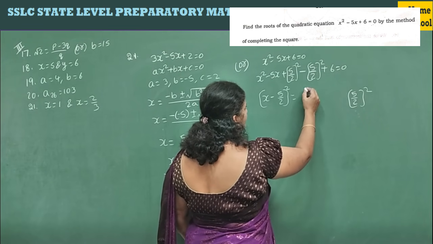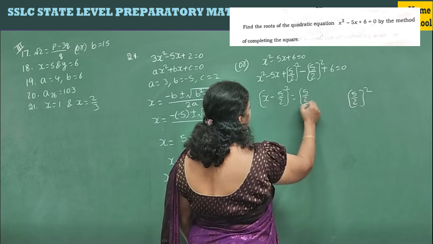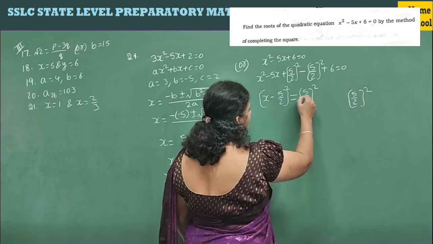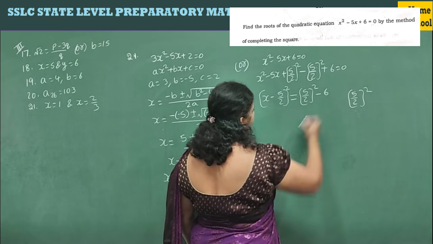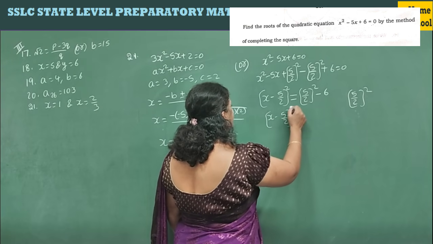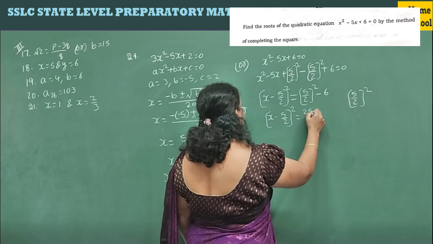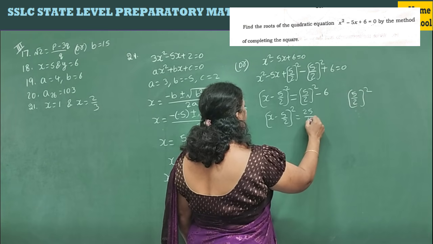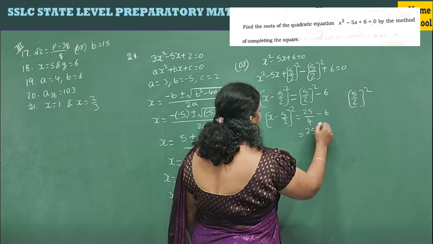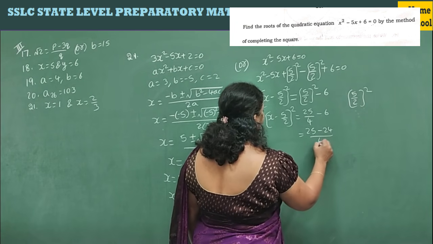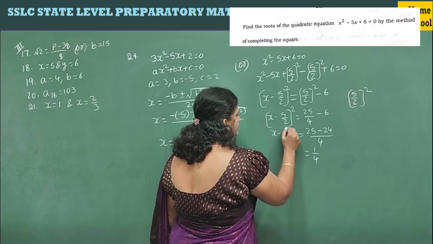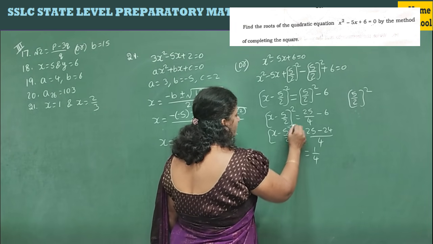Remaining terms, send to the other side. 5 by 2 whole square minus 5 by 2 whole square there. If we transpose it to the other side, plus 5 by 2 whole square. And this is minus 6. X minus 5 by 2 whole square is equal to 5 5s are 25, 25 by 2 2s are 4, minus 6. Do LCM. 4 6s are 24 by 4. That is 1 by 4. Drag this as it is. X minus 5 by 2 whole square.